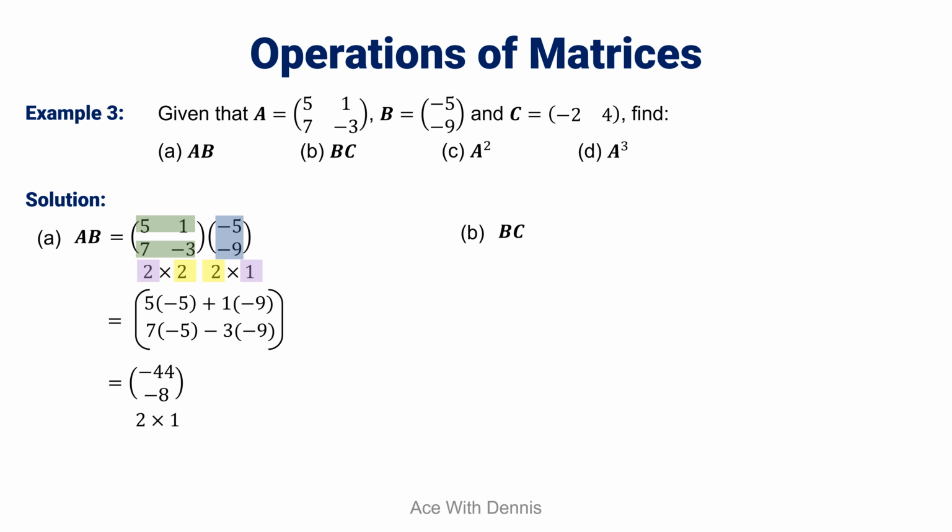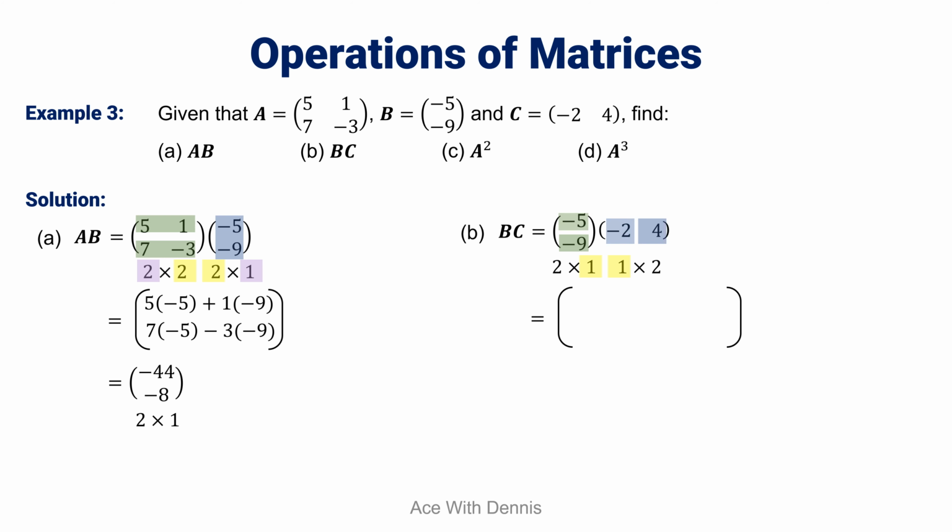So we go to B, matrix B times matrix C, which is matrix -5, -9 times matrix -2, 4. So let's check whether we can multiply these two matrices together. The order for the first matrix is 2 times 1, and the order for the second matrix is 1 times 2. So these two numbers are equal. Hence, we can multiply these two matrices together. So visually group the elements for the first matrix horizontally and visually group the elements for the second matrix vertically.